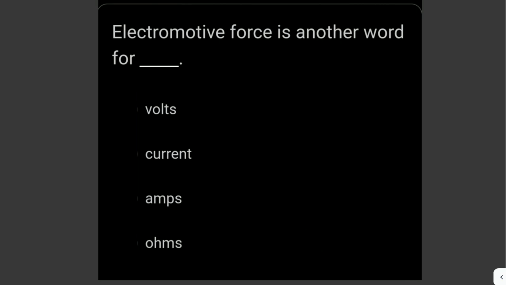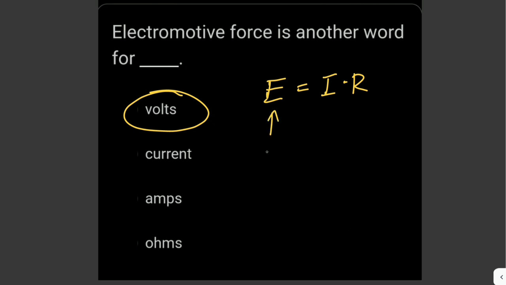Electromotive force is another word for volts, current, amps, or ohms. The answer here is volts. So volts is another word for electromotive force. We often see in Ohm's law, E equals IR, where E here represents volts, which is due to its earlier name of electromotive force.